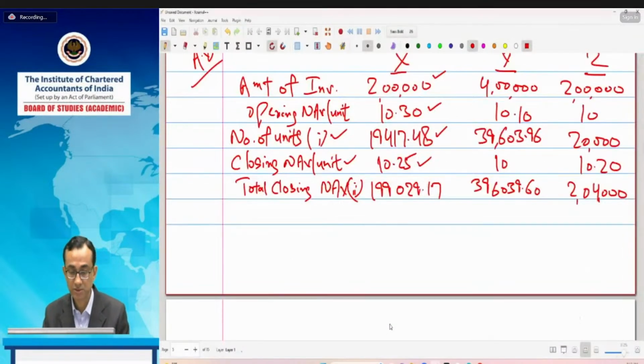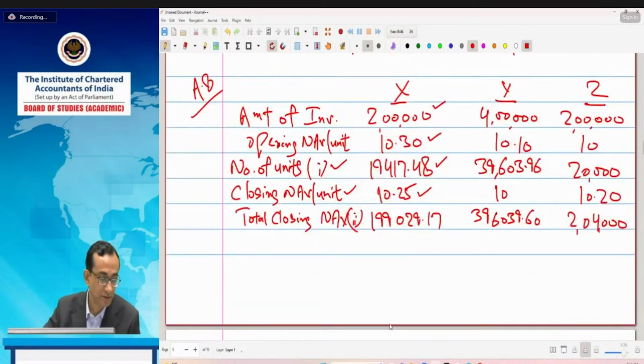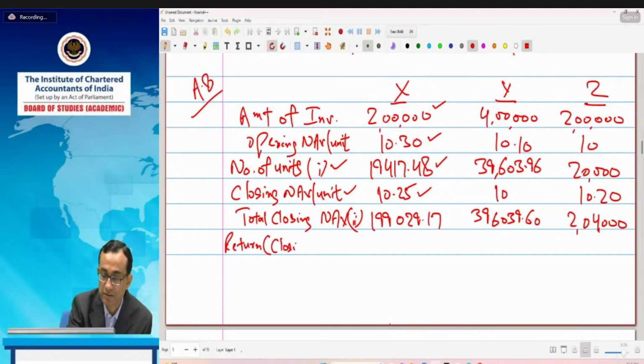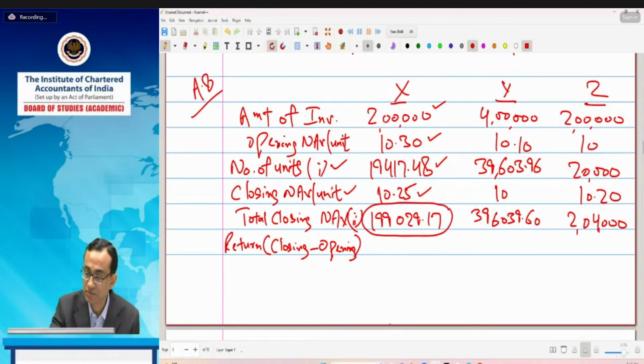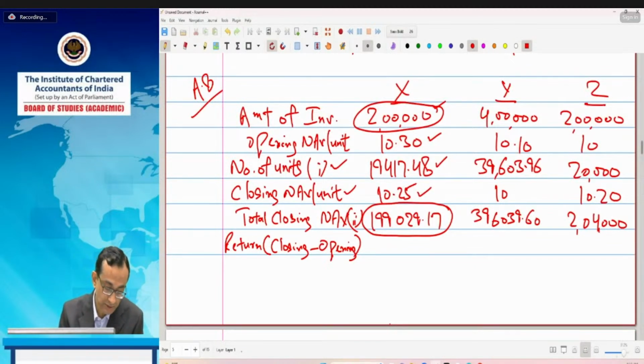Now come to the third part, this is the total yield. The total closing NAV we got. Now we will calculate the return, that is closing minus opening. So it will be this closing NAV 1,99,029 and the opening NAV is the amount of investment, 2 lakh. Again, the return will be negative because the closing NAV is less than the opening. So let us calculate it. It is coming to 970.83 negative return.